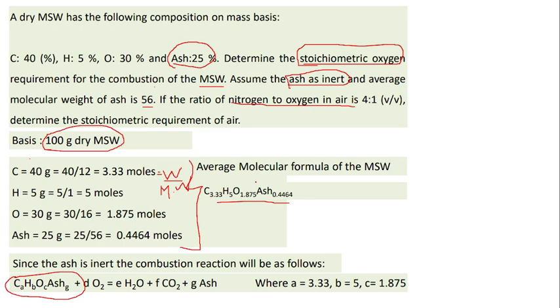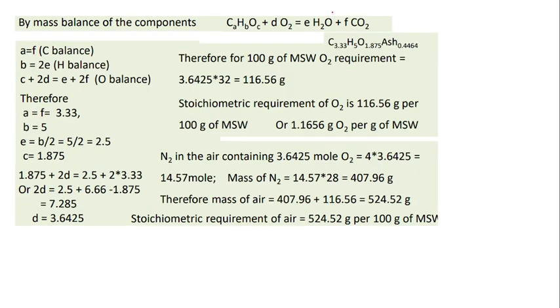Okay. Since this G is again converted into the same quantity of G, we are eliminating the ash from the equation. So rewriting the equation as CaHBOC plus DO2 is equal to EH2O plus FCO2. Since ash is the inert component, it is not reacting. Whatever ash is there in the biomass, it is again coming out as ash itself.